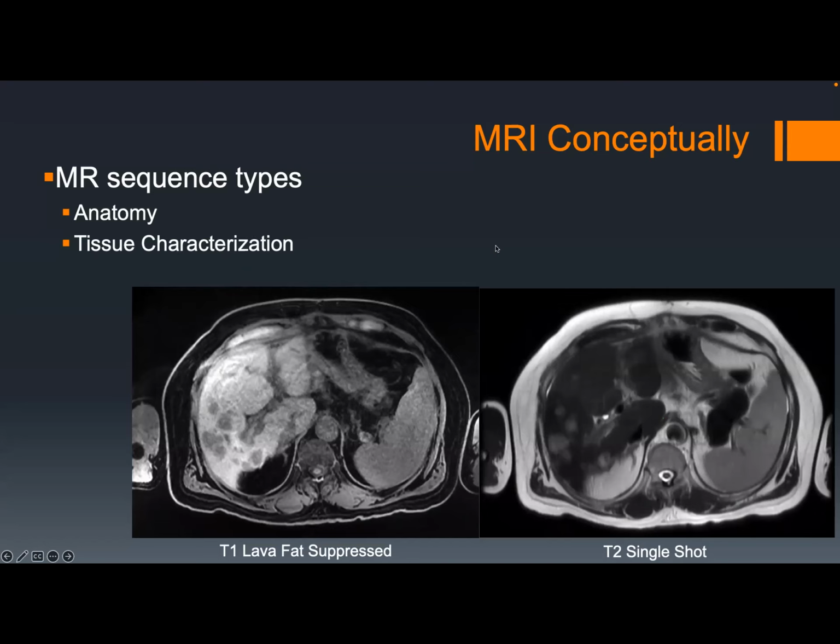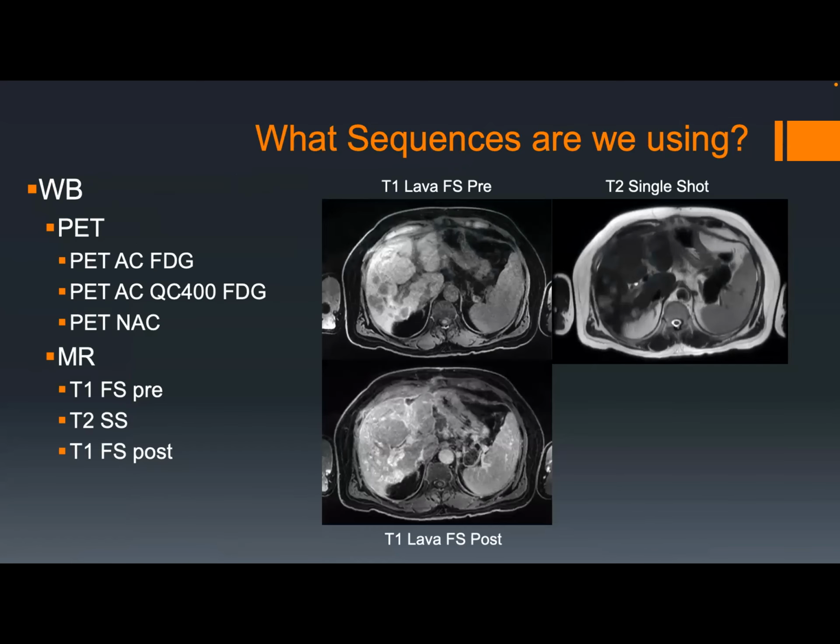So that's where we do use T1 for lesion characterization with contrast, but just like CT, you use the contrast, which is different from the sequence itself. So what sequences are we using? For our whole body, we're doing T1 LAVA pre and post, depending upon the sequence type or the protocol, but most of them are going to have a T1 post.